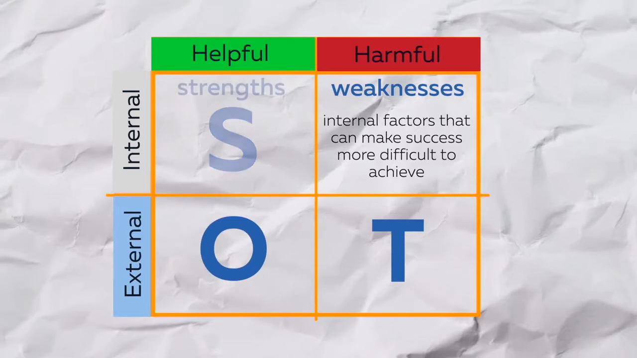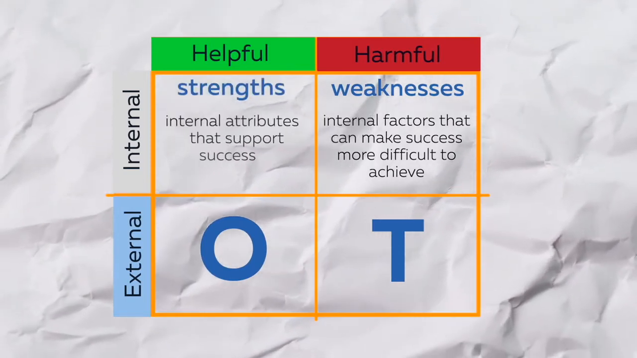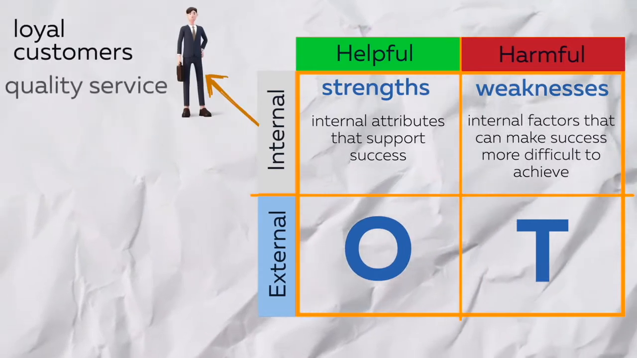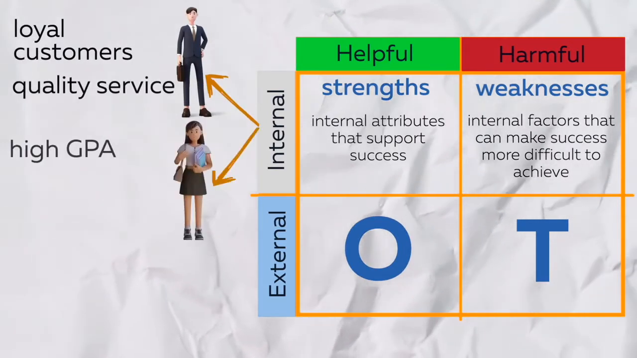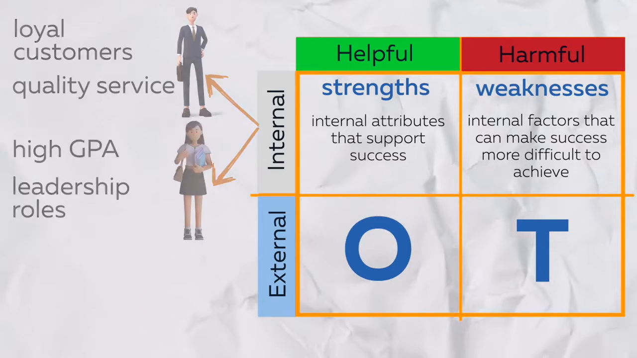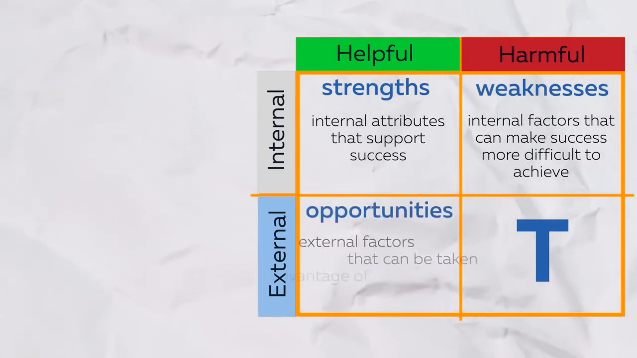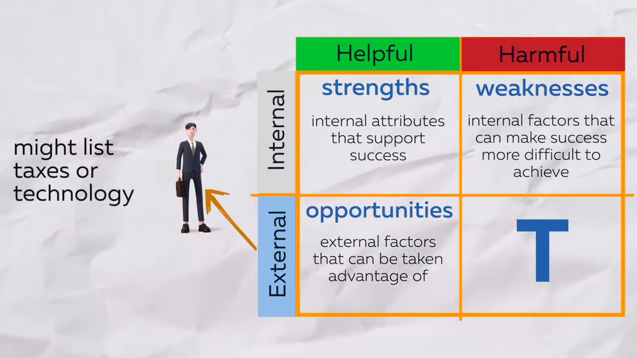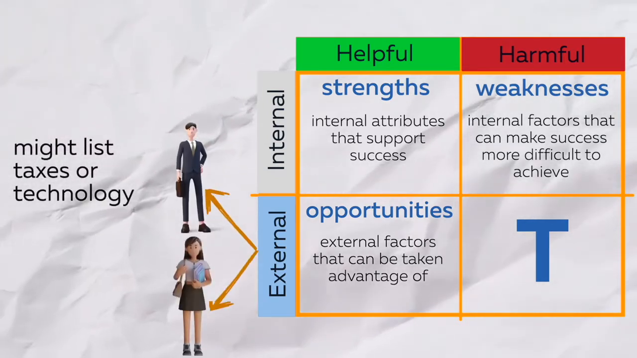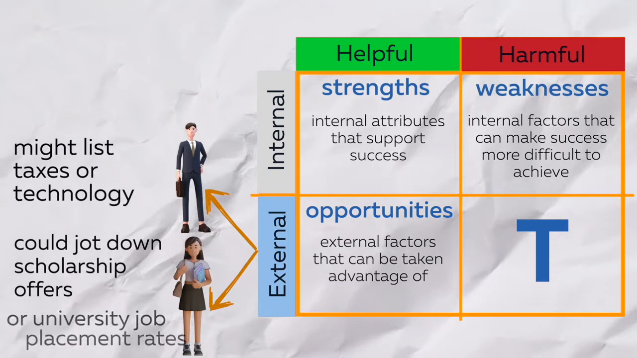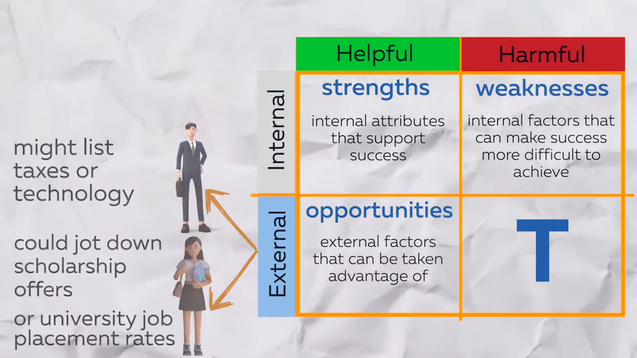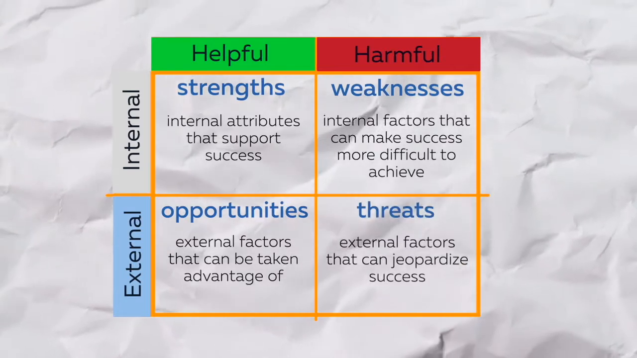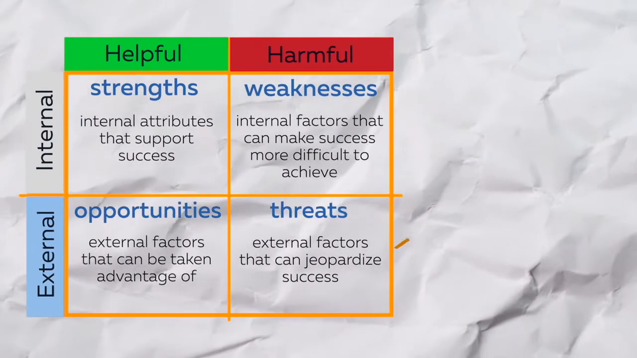In Quadrant 2, you'll find strengths. These are internal attributes that support success. This can be loyal customers or quality service for businesses, or a high GPA and leadership roles for students. Quadrant 3 contains external factors that can be taken advantage of. Businesses might list taxes or technology, while students could jot down scholarship offers or university job placement rates. Last but not least, Quadrant 4 is comprised of external factors that can jeopardize success, such as a global pandemic or increased competition.